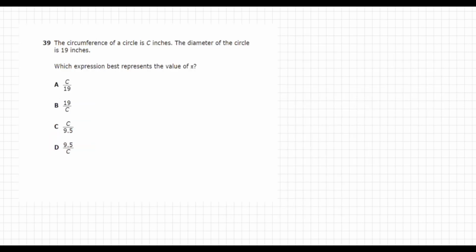Question number 39. The circumference of a circle is c inches. The diameter of the circle is 19 inches. Which expression best represents the value of pi? Circumference equals pi times diameter. Hence, pi equals c over d, which equals c over 19. Therefore, A is the correct answer.